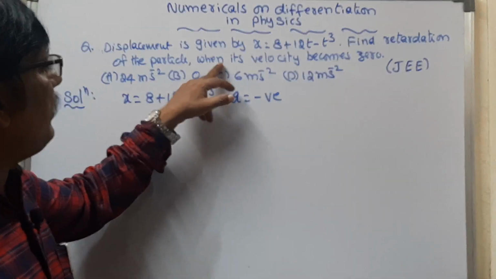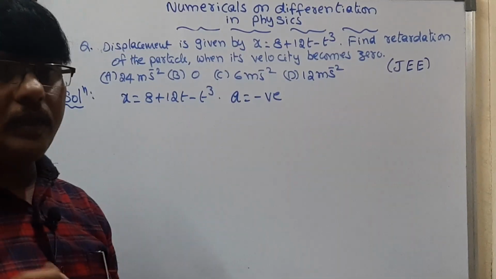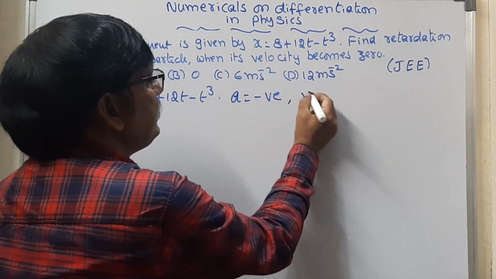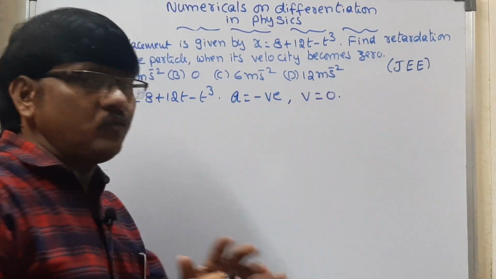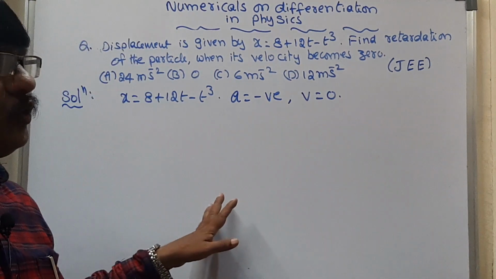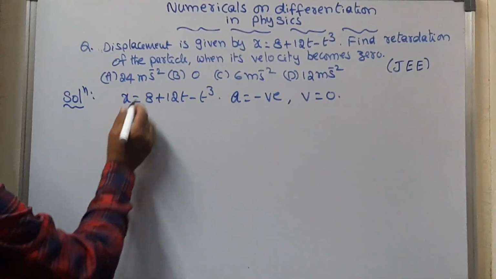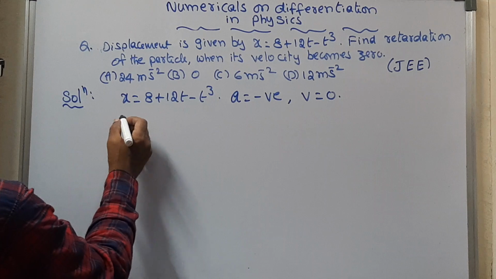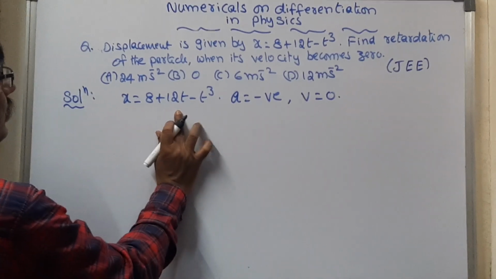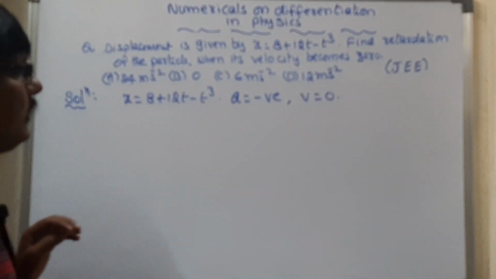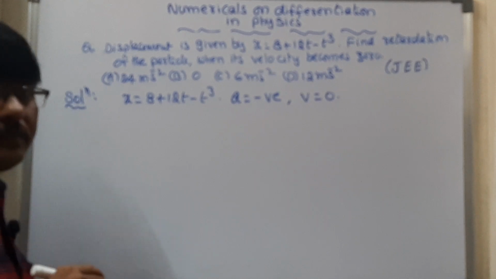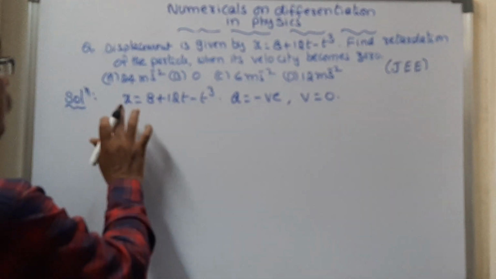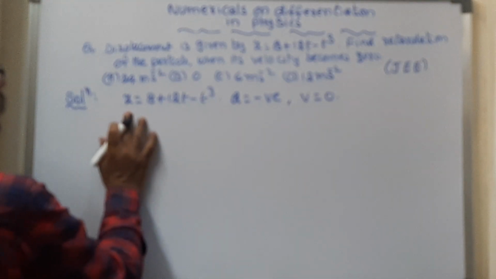And now, the particle when its velocity becomes 0. So the condition that has been given is that the velocity is 0. Velocity is equal to 0. These are the conditions given to us. First of all, let us take the equation that has been given: x is equal to 8 plus 12t minus t cube.